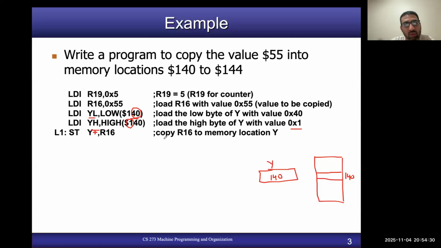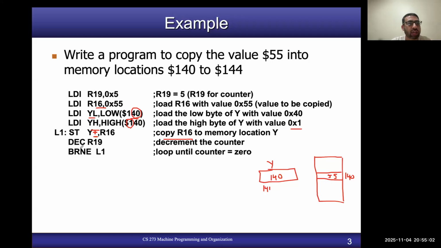So as a result of this instruction, what will happen? What value do we have in R16? 0x55. I'm just writing 55, I don't want to write 0x. So 55 will be written here, and remember we have post-increment here. So this value will now be incremented by 1, and it will become 141, right?